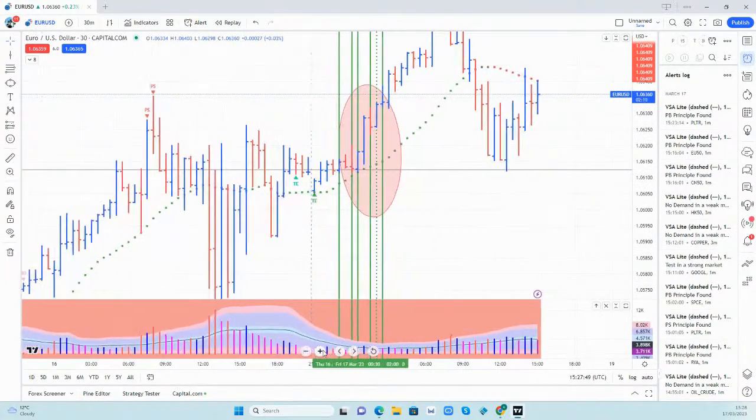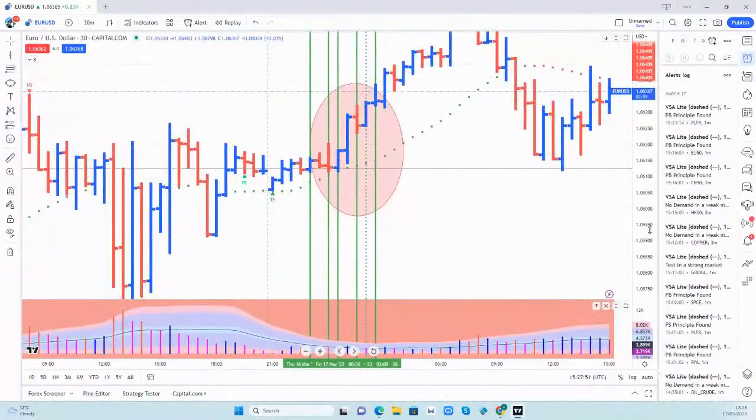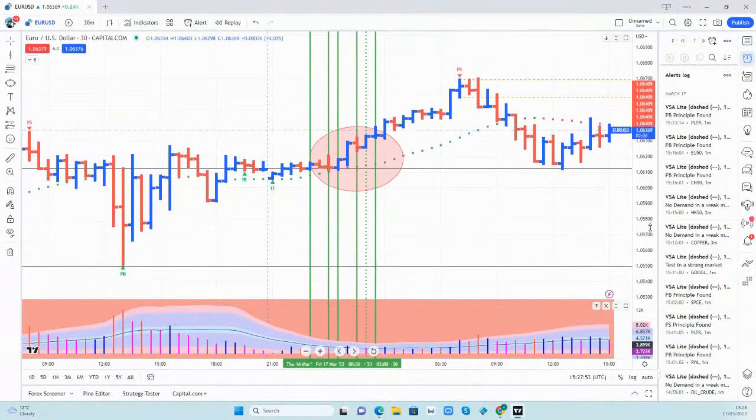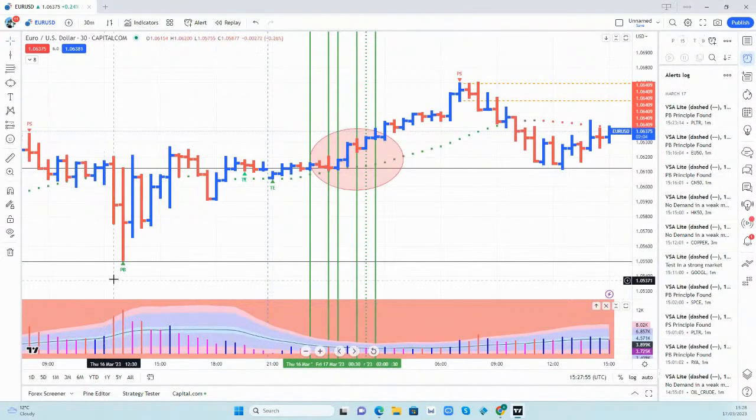Now, let's expand this. Look at that. Potential professional buying appeared there. These are the trigger lines that appear. We had a test on our own, but then I had a test there. I had another test. I had another test. I had a shakeout and a test.